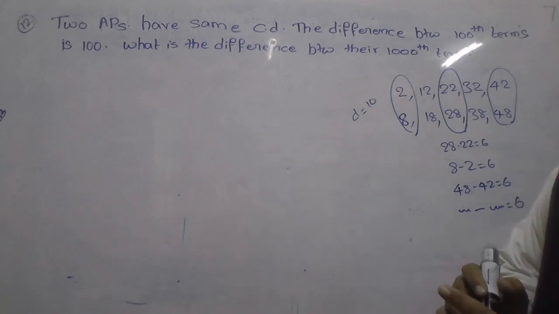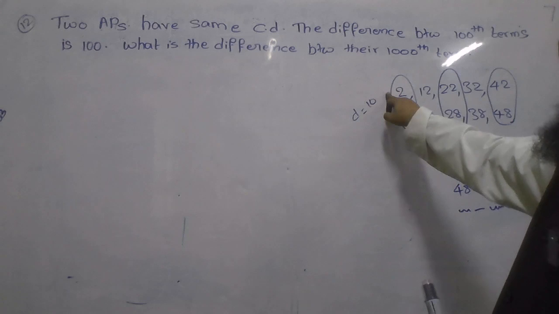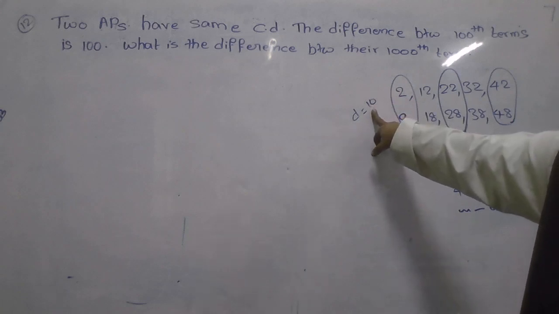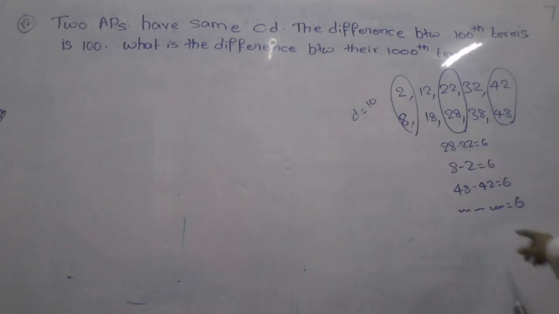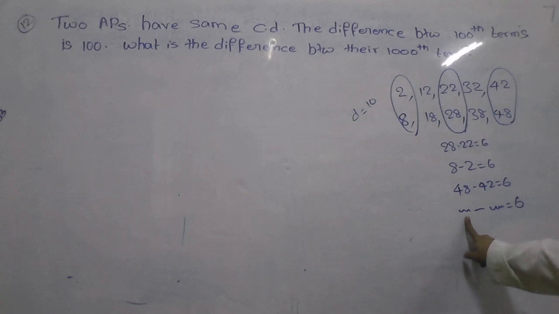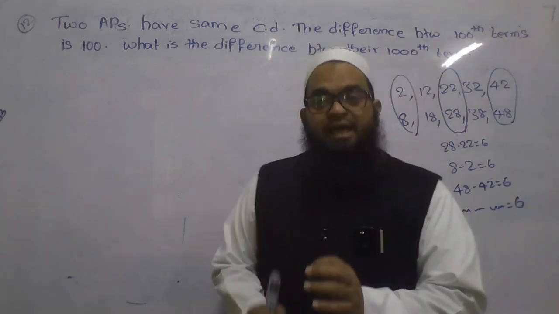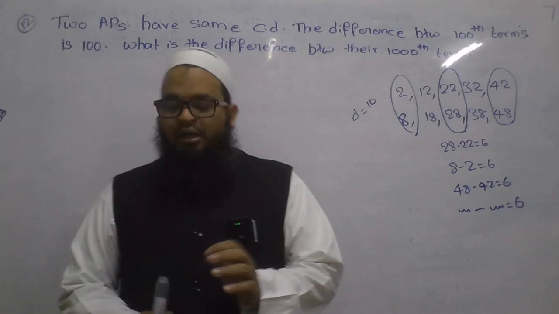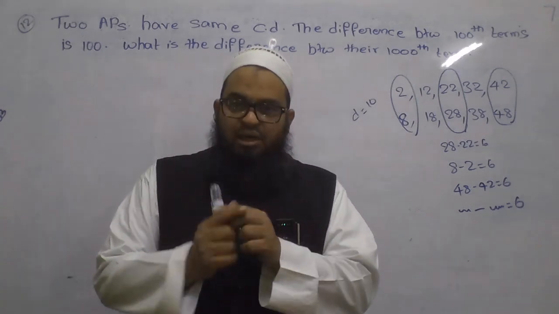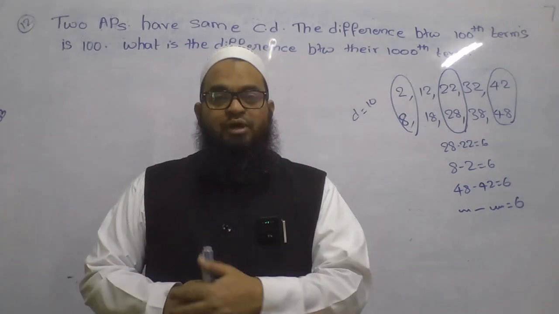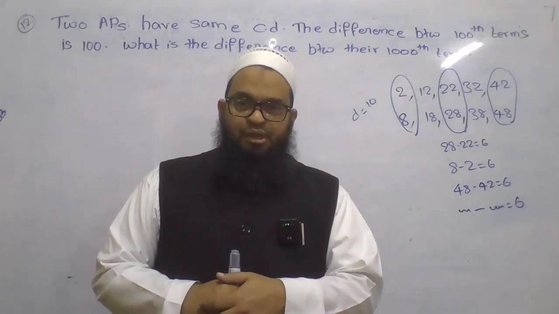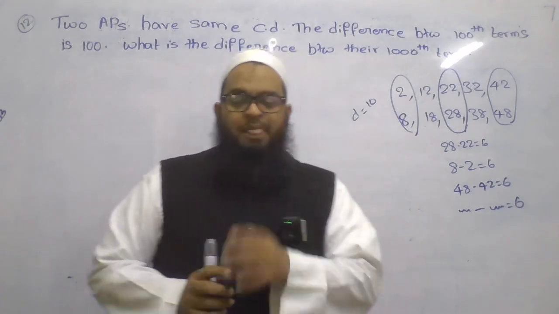So if both of the arithmetic progressions have the same common difference, then the difference between the nth term of the first AP and the nth term of the second AP will be 6. It will be the same. Understood or not? So depending upon the first two terms. Is it clear? See, if it is not clear, you can repeat this bit at least two or three times. You will understand.